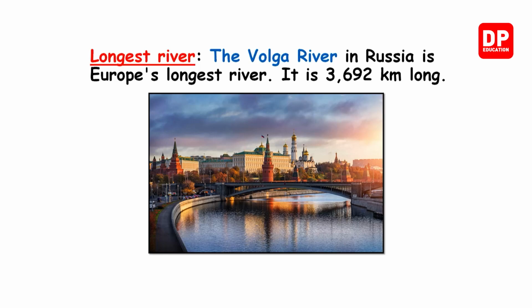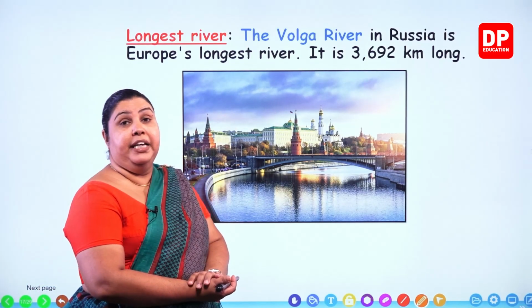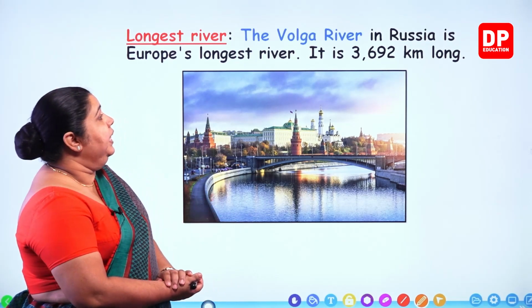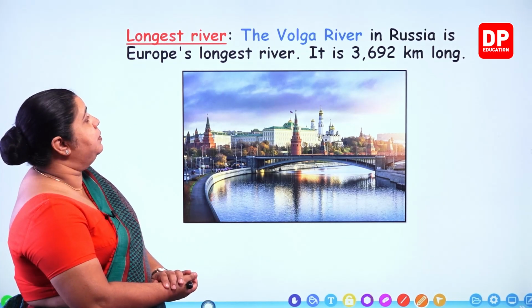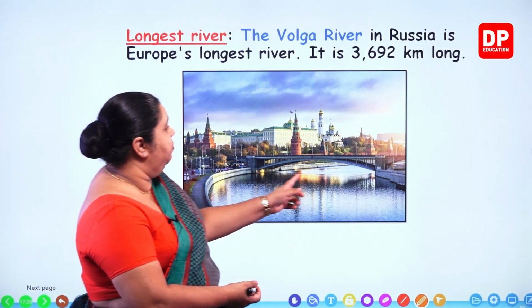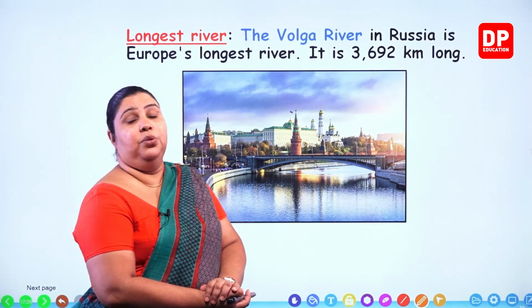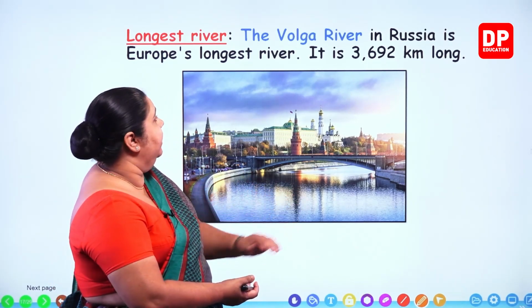Then what is the longest river in the European continent? The Volga River. The Volga is the longest river on the European continent. In Russia is Europe's longest river. This is the Volga River, which is located in Russia.